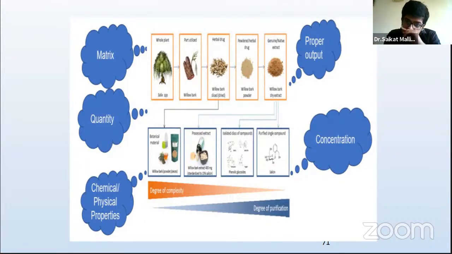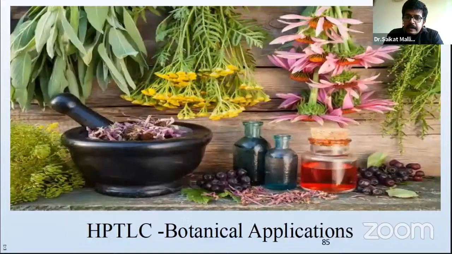So the more purification there is, the more the matrix gets diversified. The matrix is the part of the sample which is not of our interest, and that part is known as matrix. The more complex part and the most simplified part can all be analyzed on HPTLC without any problem, and that is the major advantage. Similarly, there are other aspects associated with the later stages where the challenge remains, and HPTLC can handle all these kinds of applications.